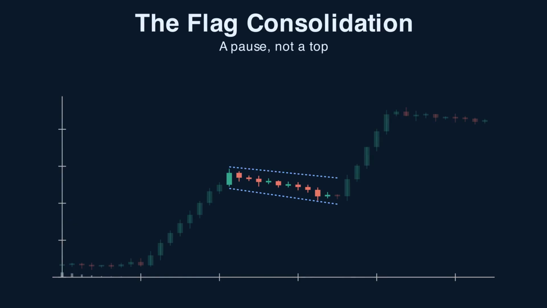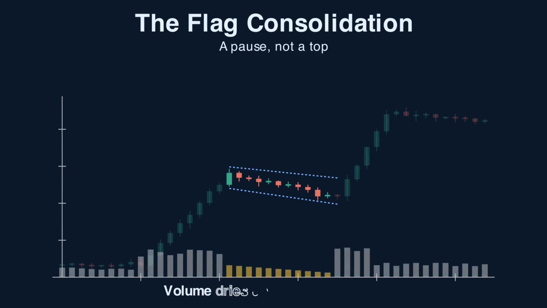Now the flag itself. After the pole, price should pull back gently, a tight channel drifting slightly down or sideways like this. The single most important clue is volume. Notice how it dries up through the consolidation. That's exactly what you want. Falling volume on the pullback means sellers are exhausted, not aggressive. If volume surged on the pullback instead, that would be distribution, and the flag would be a trap.